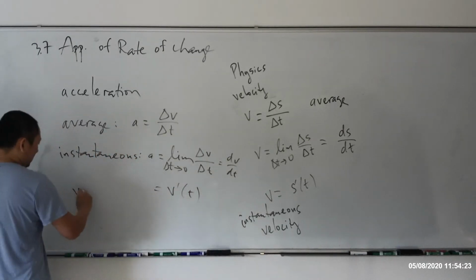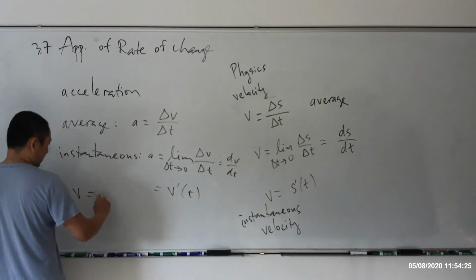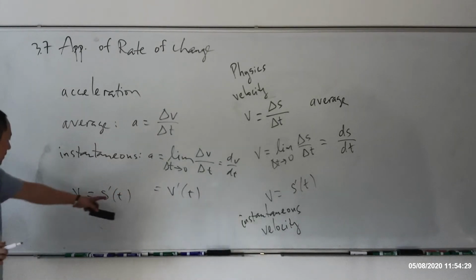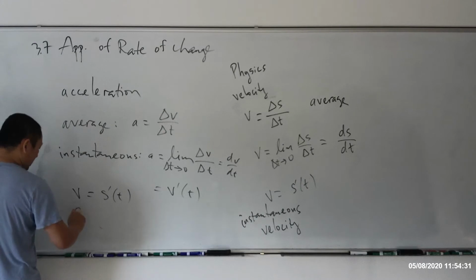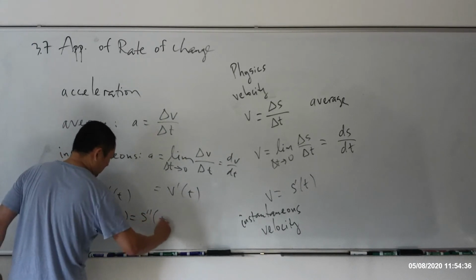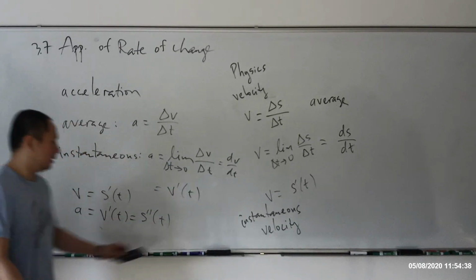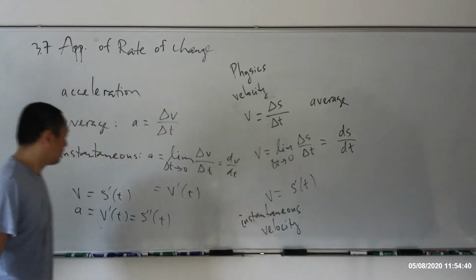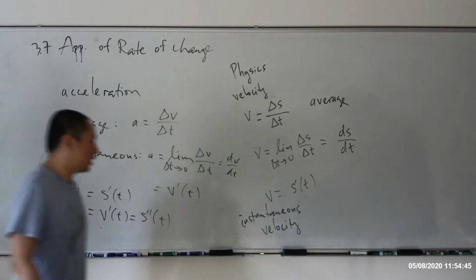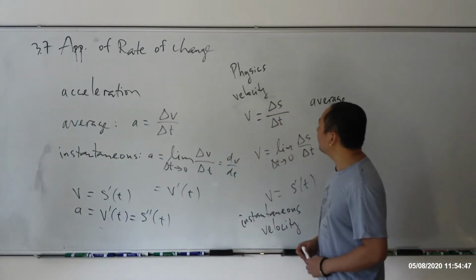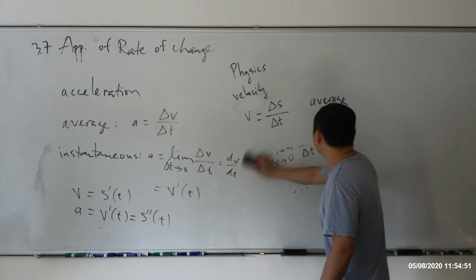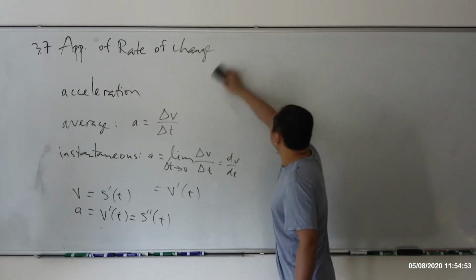So what? v is s prime of variable t, the derivative of the distance, and acceleration is v prime of t, which is s double prime of t. So the second derivative of the distance function, the position function, is going to give you the acceleration. Acceleration is how fast the speed is going to change. Physics. Okay. Let's see if there's any other examples in physics in the book of that. I'll give you more.